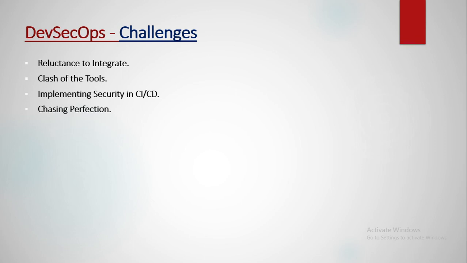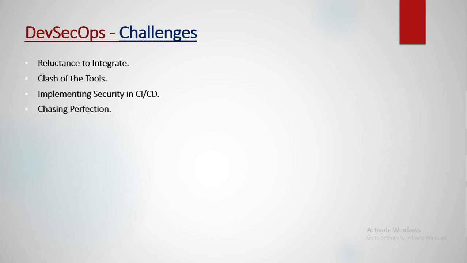Last one is chasing perfection. It is impossible to have a completely smooth process right off the bat. Many organizations give up because time is wasted trying to make things work perfectly. That is about chasing perfection. That's all about the DevSecOps challenges.